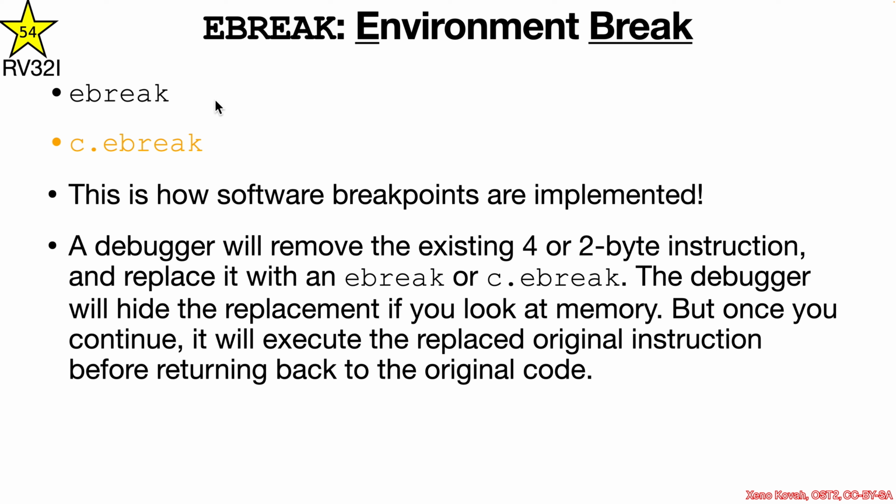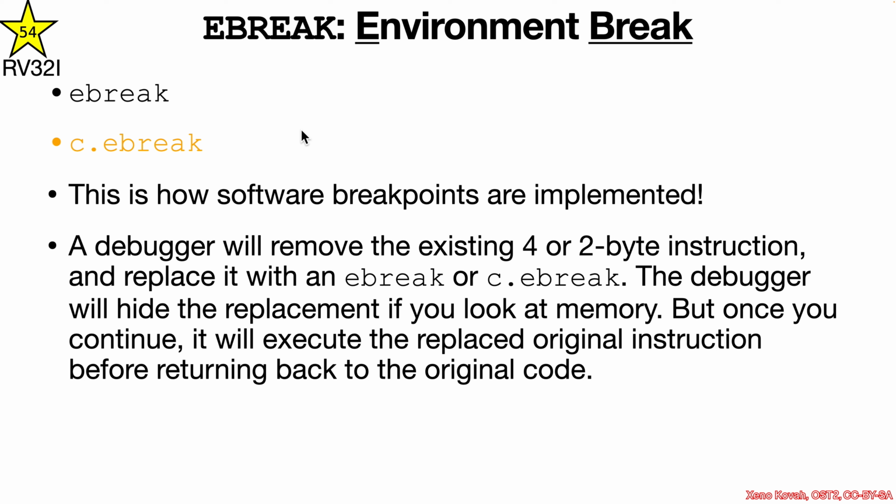As the code is running along, eventually it will hit the ebreak. That will fire off. The operating system will say like, hey, is there a debugger attached right now? If so, then they'll hand control to the debugger. And the debugger will then stop and show you the context, the registers, whatever you want it to see.